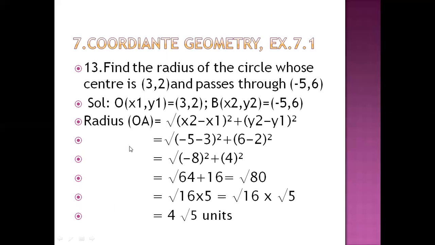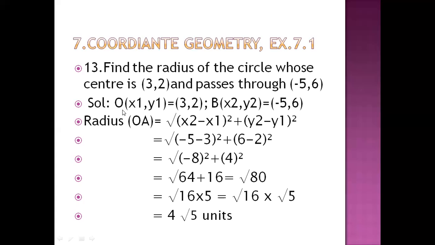Next step, 13th question. Find the radius of the circle whose center is (3, 2) and which passes through (minus 5, 6). You know that the radius is the distance from the center to any point on the circle. So to find the radius, you have to find the distance from the center of the circle to the point on the circle. That means you have to find the distance from O to A.